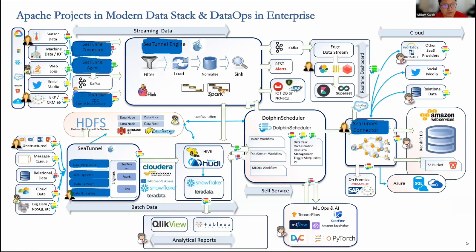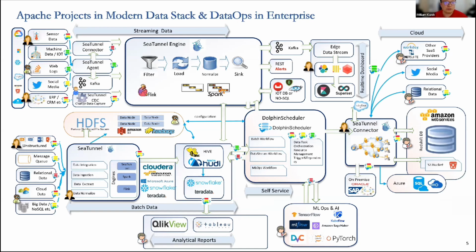So here you can see the Apache projects in the modern data stack and DataOps in the enterprise. Now we have two kinds of data. One is what we call streaming data. The other we call batch data.